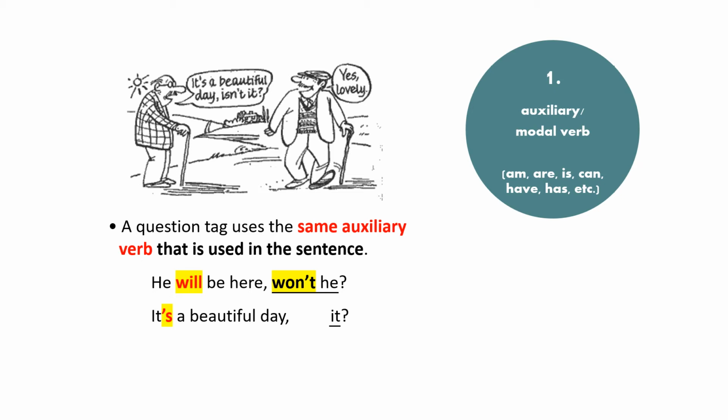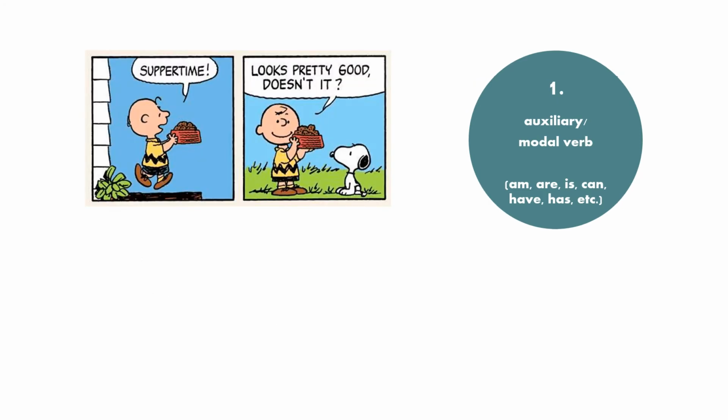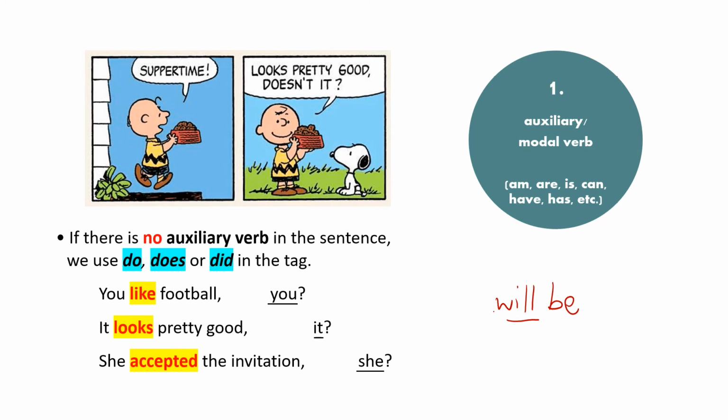And for the second sentence, "it is a beautiful day," we'll use the negative form of is in the question tag, "isn't it?" An auxiliary is the first part of a verb when the verb has two parts or more. For example, for the verb "will be," the first part is called the auxiliary. However, in many cases, there is no auxiliary to a verb. So what should we use in the question tag? Let's take a look at some sentences.